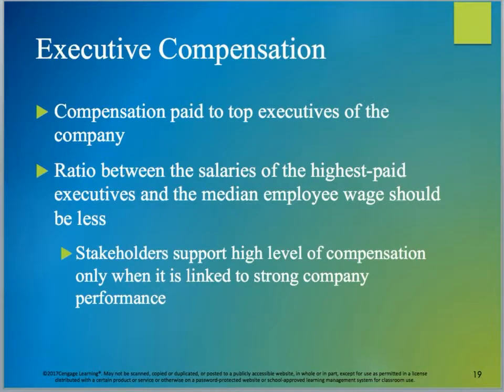Executive compensation is a huge factor because we're looking at more and more companies where top executives are paid huge salaries, and the ratio between the highest paid executive and the median employee wage is really huge, but it should be much less. Stakeholders support a high level of compensation only when it's linked to strong company performance, but based on certain characteristics, because oftentimes compensation based on past performance has been based on smoke and mirrors. You can tweak it and say, look how well we did, but it was based on one quarter or maybe two quarters, not over the entire year. And it wasn't really based on the efforts of the executive, but more so the efforts of their median to low rung level employees. So there are some factors that are always considered in that as well.